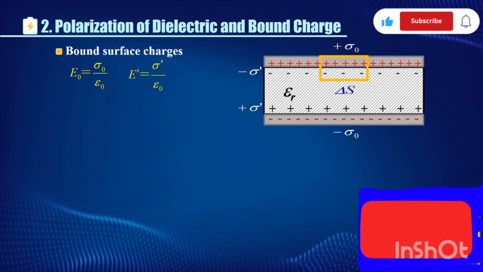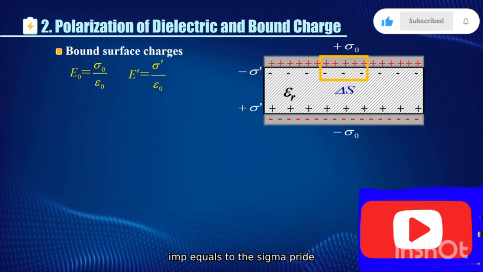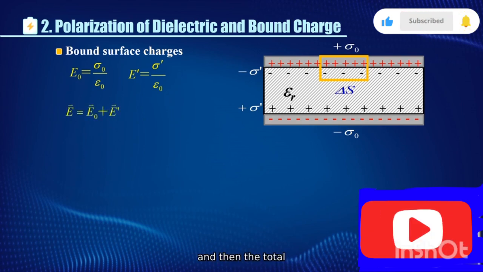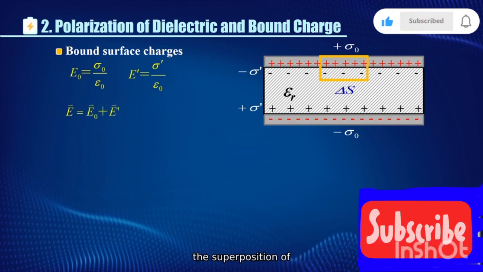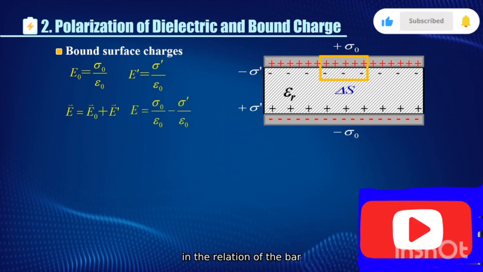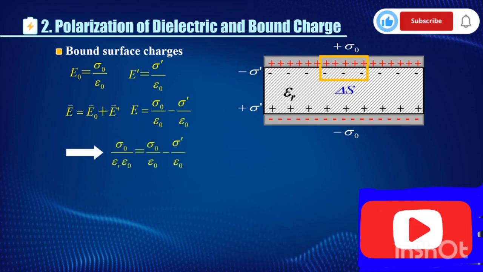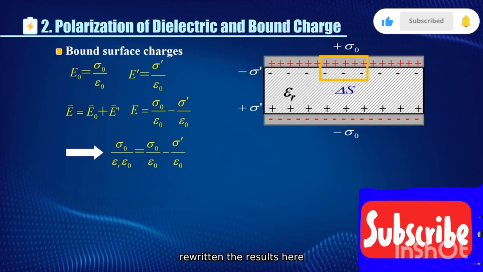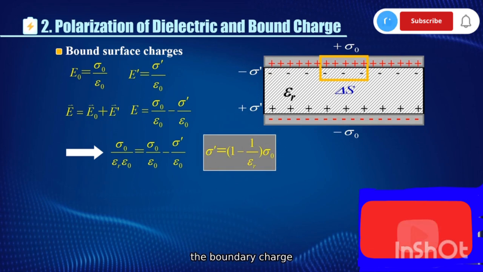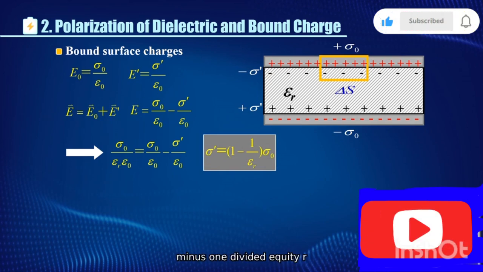And then we also know that the field from the bound charge is E prime, which equals sigma prime divided by epsilon 0. The total electric field intensity is the superposition of E0 and E prime. By substituting the relations above, we can get the final result, and then we can rewrite the result like this. Then we get that the bound charge sigma prime equals (1 minus 1 divided by epsilon r) times epsilon 0 times E0.